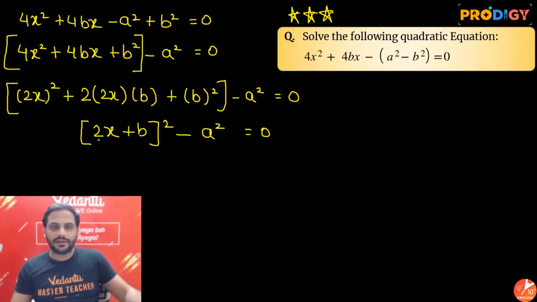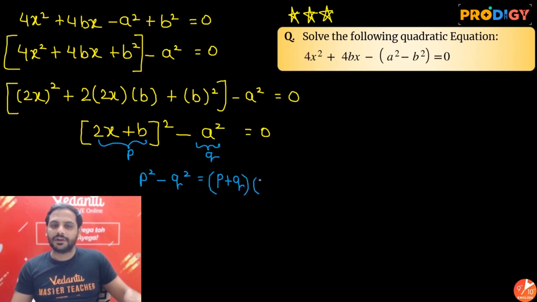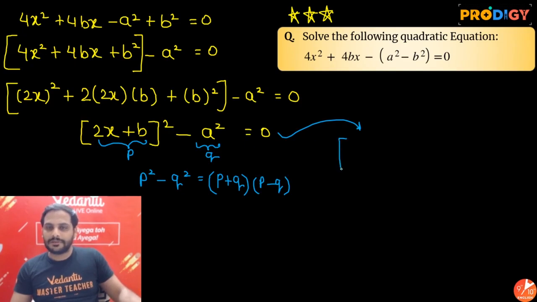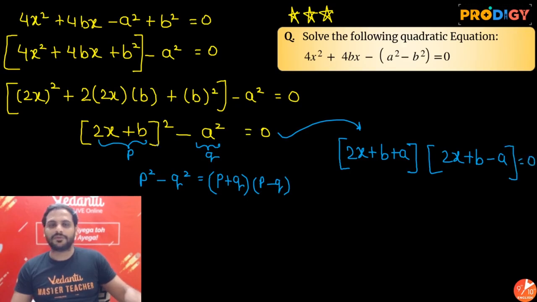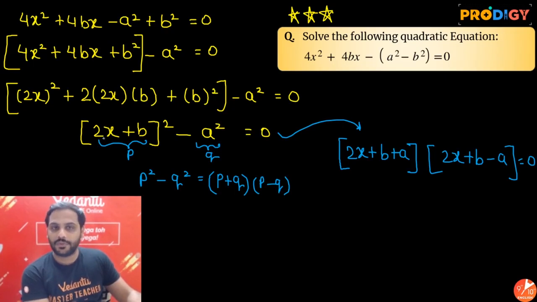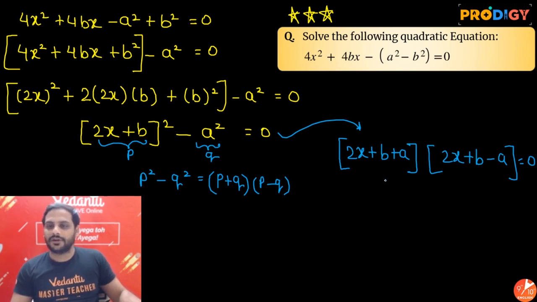Beta, consider this as suppose p and this as q. So we have p square minus q square, and we know it is equal to p plus q into p minus q. So same way beta, if I solve it further, I will say p plus q will be 2x plus b plus a into 2x plus b minus a, p minus q, equal to 0. Alright. So which identity I have used over here beta? First I have used a plus b whole square, and then I have used p square minus q square, which is p plus q into p minus q. So now this is the factorization.